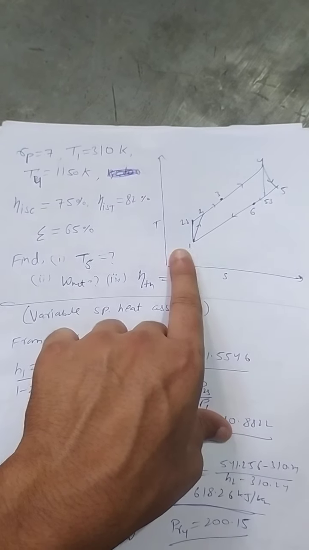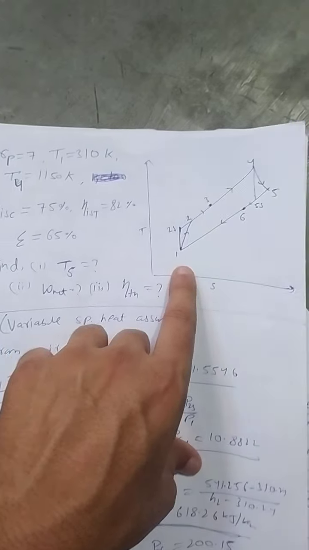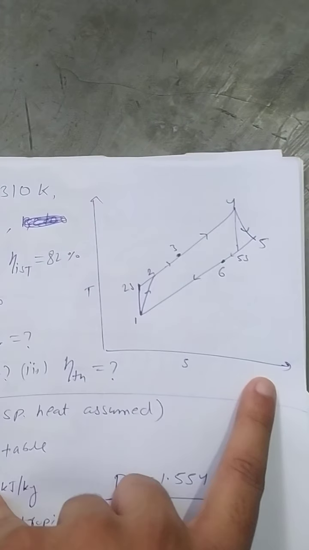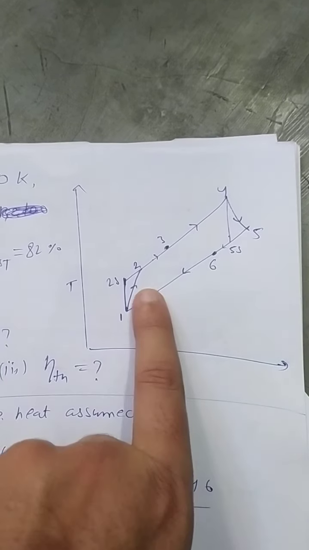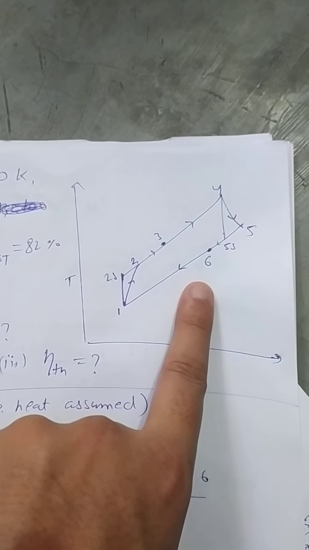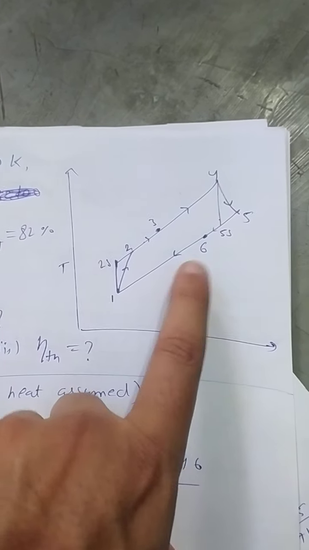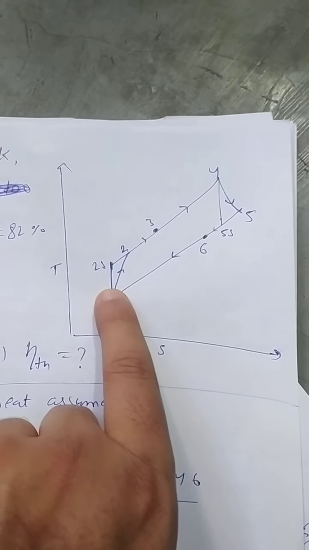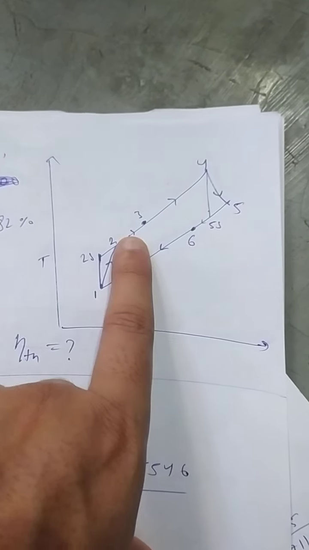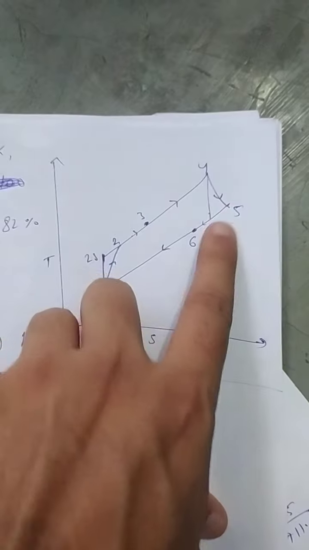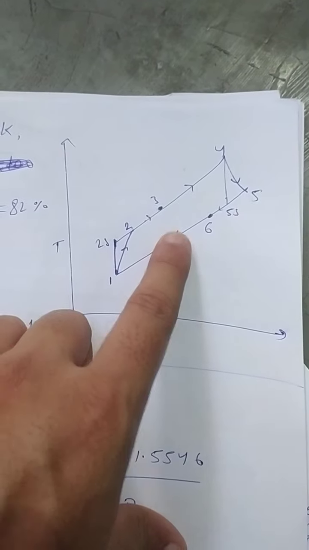So today's question is on Brayton cycle with regenerator. This is the T-S diagram first. So 1, 2, 3, 4, 5, 6 represents the Brayton cycle. 1 to 2s and 4 to 5s are isentropic compression and imaginary isentropic expansion. 2 to 3 and 5 to 6 are due to the regenerator.